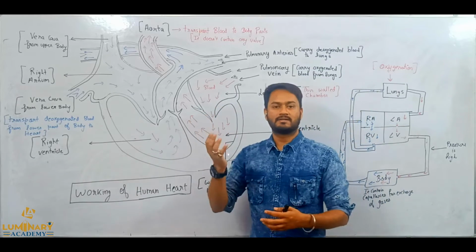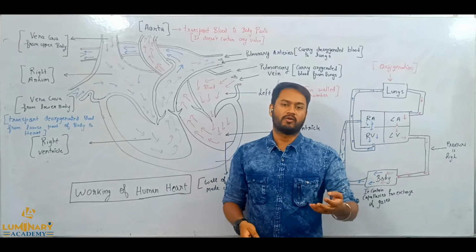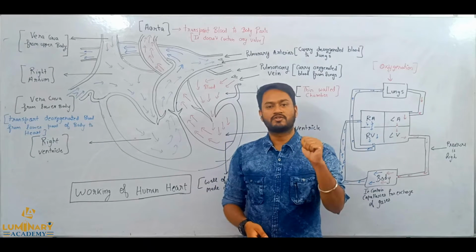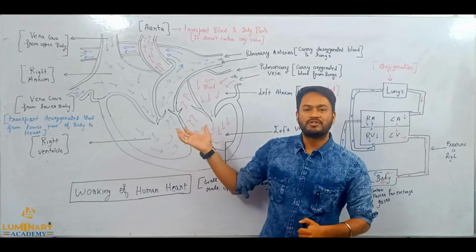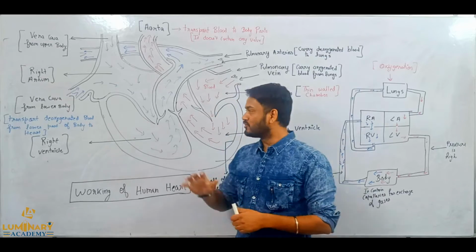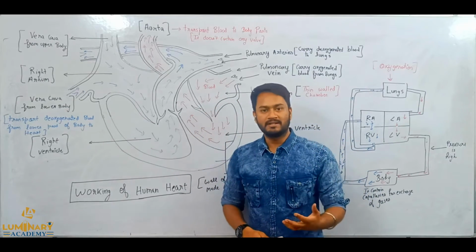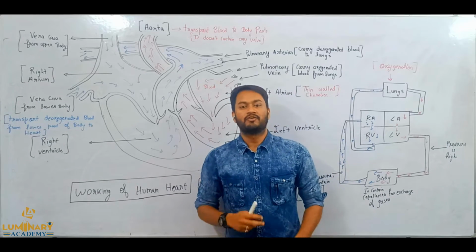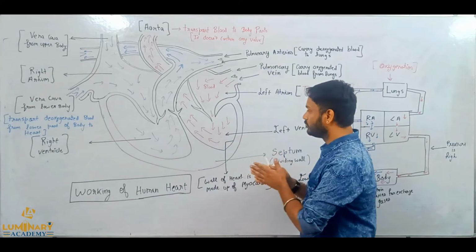Actually, the size of the heart is considered to be measured according to your fist. Okay, so this is your fist. This much is the size of your heart, and it beats about 60 to 100 times per minute. Humans have 4 chambers, but fishes have only 2 chambers. And there is one animal, the octopus, which has 3 hearts. So let's begin and go through the human heart.